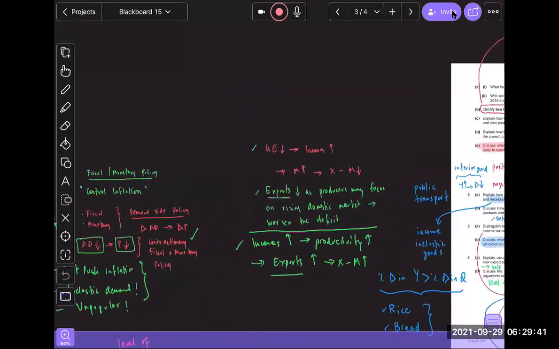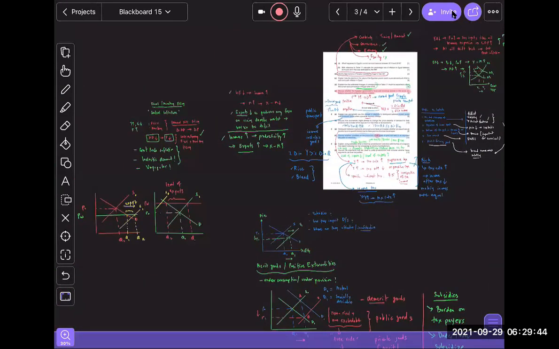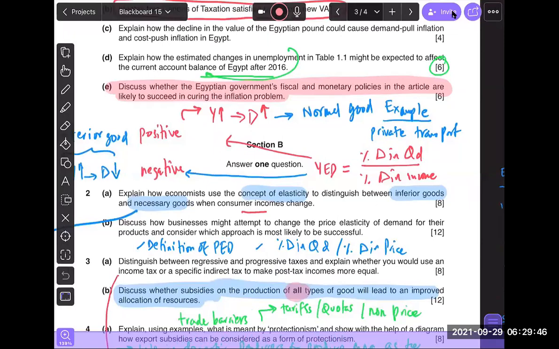So that's the paper. I think we've done a very good, thorough job of doing this paper. So I'm pretty happy about this.